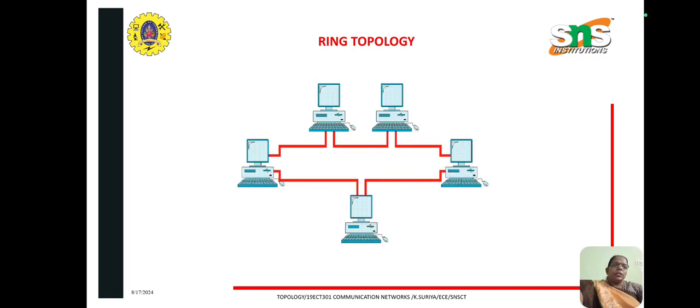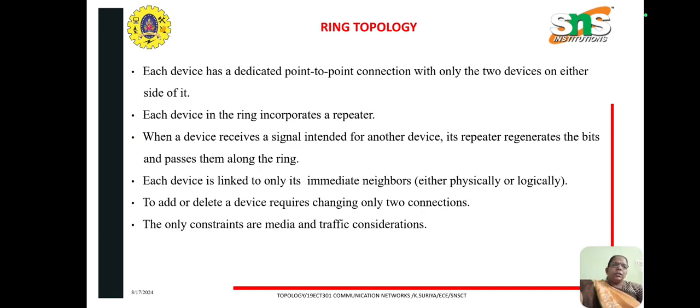The next topology is the ring topology. So each device has a dedicated point-to-point connection with only the two devices on either side of it as shown in the figure. A signal is passed along the ring in one direction from device to device until it reaches the destination. Each device in the ring incorporates a repeater. When a device receives a signal intended for another device, its repeater regenerates the bits and passes them along the ring. A ring is relatively easy to install and reconfigure.